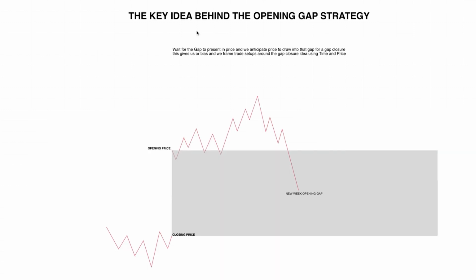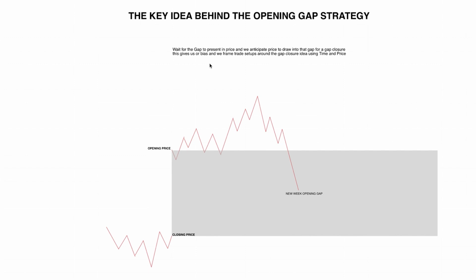The key idea behind the opening gap strategy is very simple, and it's so simple that it's almost impossible to mess it up. All we're doing is we're waiting for the opening gap to be present in price, and all we do is we anticipate price to draw into that gap for a gap closure. And by virtue of the opening gap being present in price, this gives us our bias, because you have to remember that one of the two primary functions in price is to seek liquidity and inefficiency.